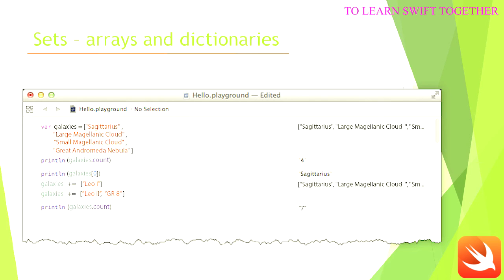We now add a new element to our array, the Leo 1 galaxy, and then add 2 other ones, that is Leo 2 and GR8. After all these operations, our array stores 7 elements, which can be seen by calling the println statement again.